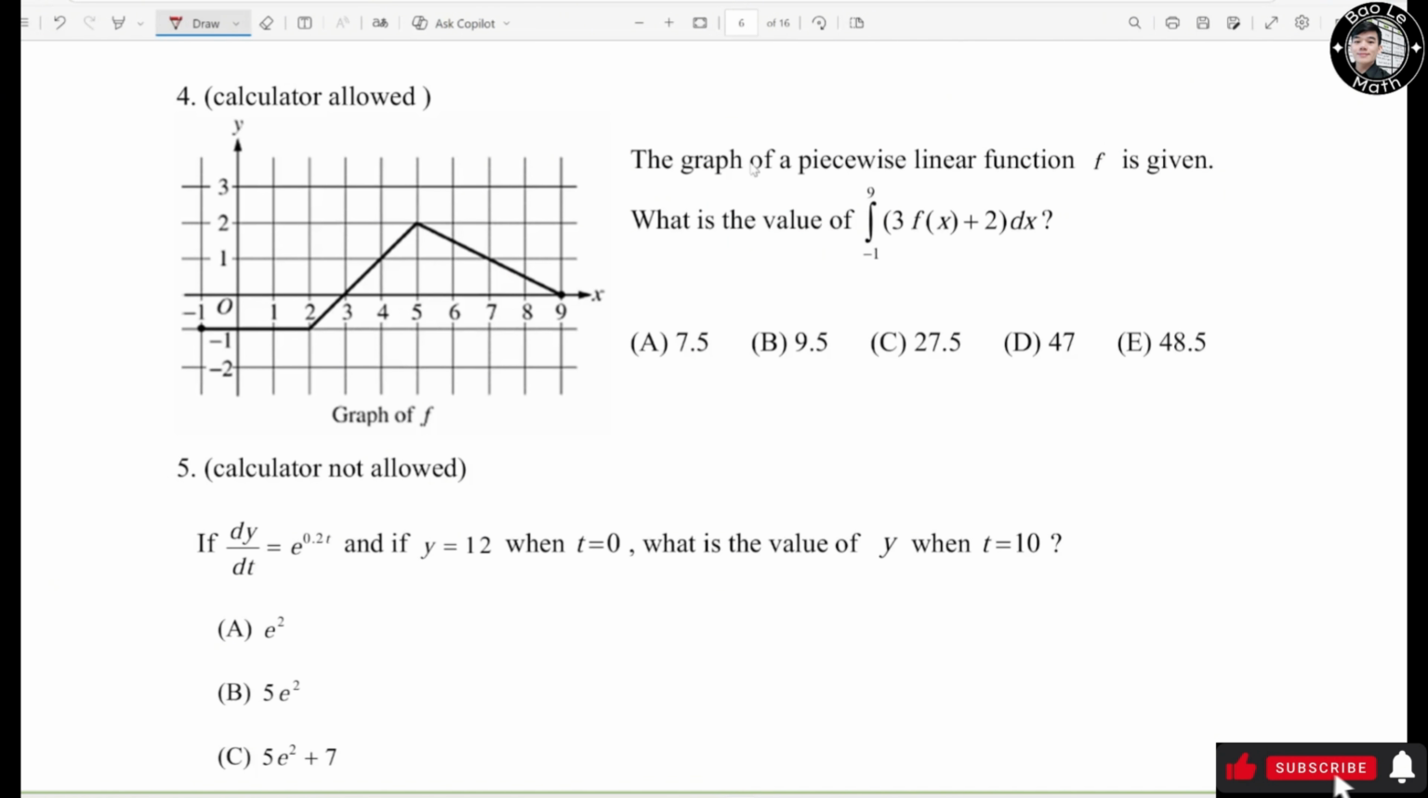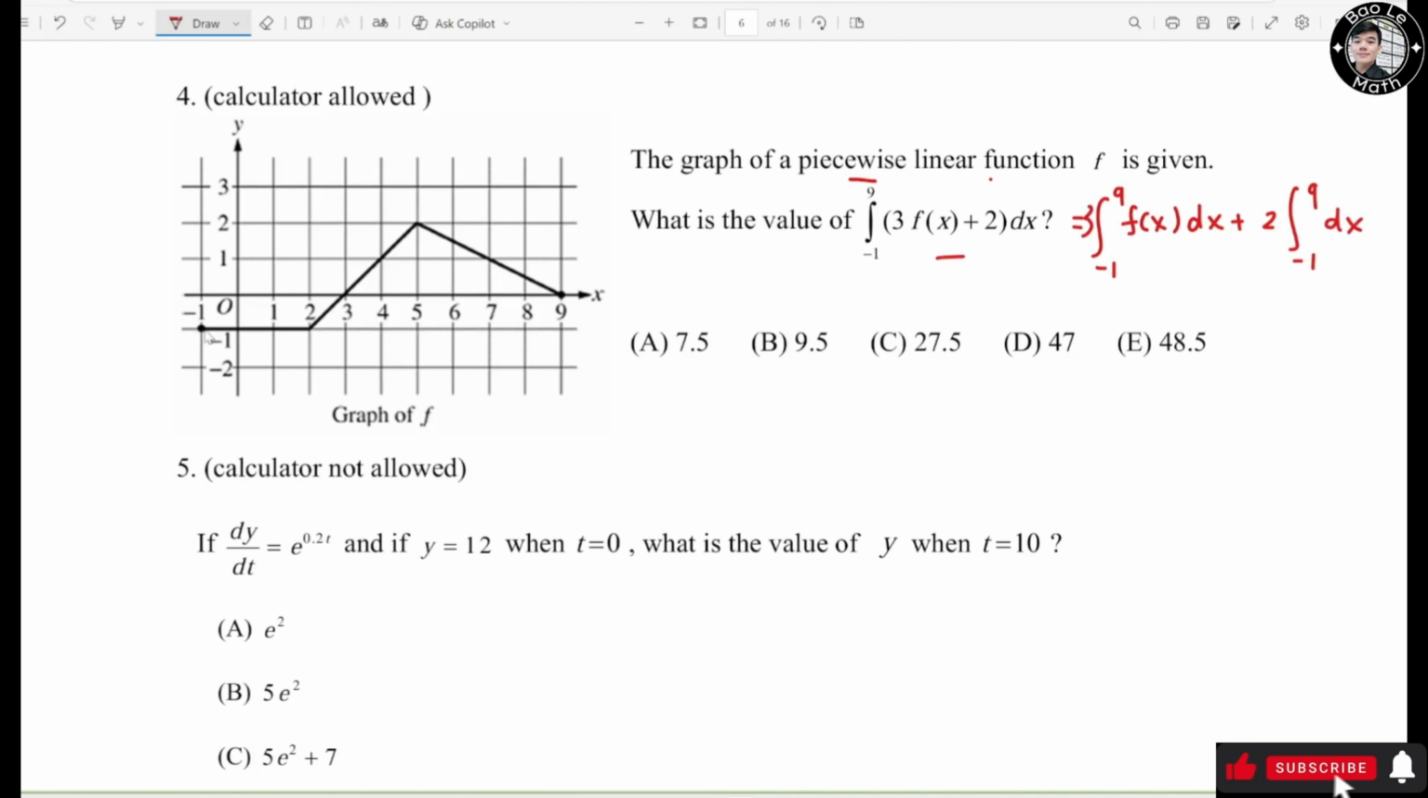Question 4. The graph of a piecewise linear function f is given. What is the value of this expression? So we just separate it. It's going to be the integral from negative 1 to 9 of f of s ds. Don't forget to put 3 in the front. Plus 2 times the integral from negative 1 to 9 of ds.